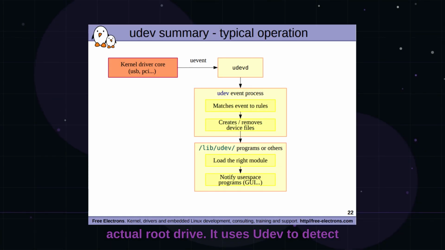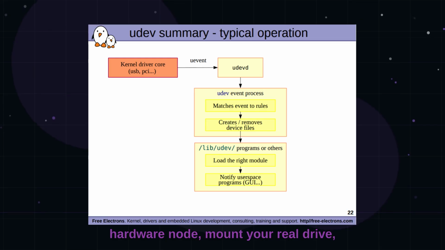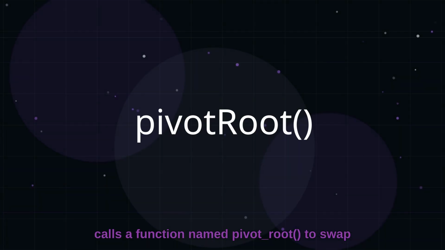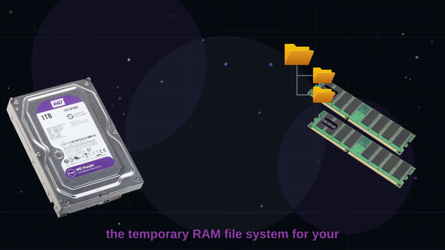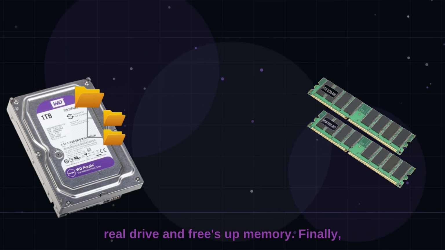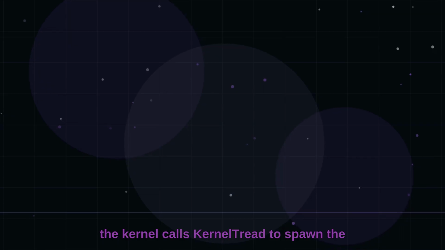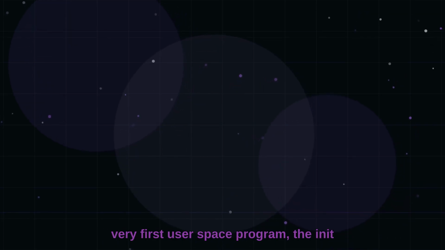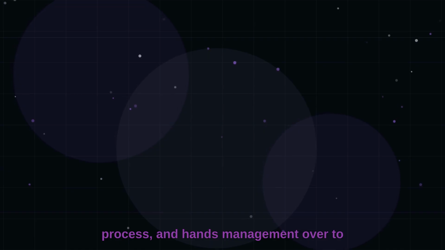It uses udev to detect hardware nodes, mounts your real drive, calls a function named pivot_root to swap the temporary RAM file system for your real drive, and frees up memory. Finally, the kernel calls kernel_thread to spawn the very first user space program, the init process, and hands management over to it.